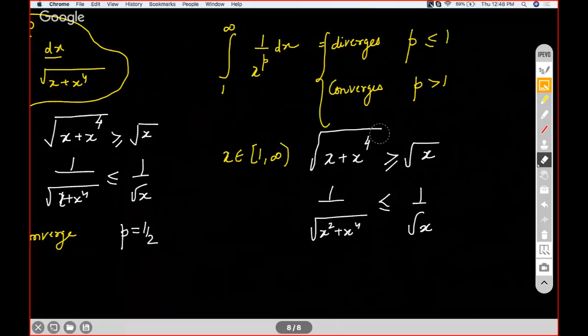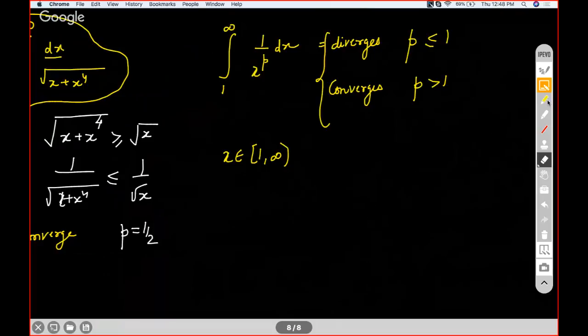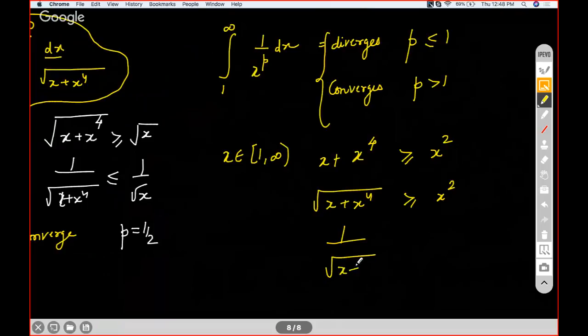So I will revisit my strategy. Can I say x to the power 4 would be greater than x to the power 2 in this interval? So x plus x to the power 4 will still be greater than this. So under root of this will be still greater than this. So 1 by under root x plus x to the power 4 will be lesser than... won't it be x squared? Won't it be root x? Sorry, I'm sorry.